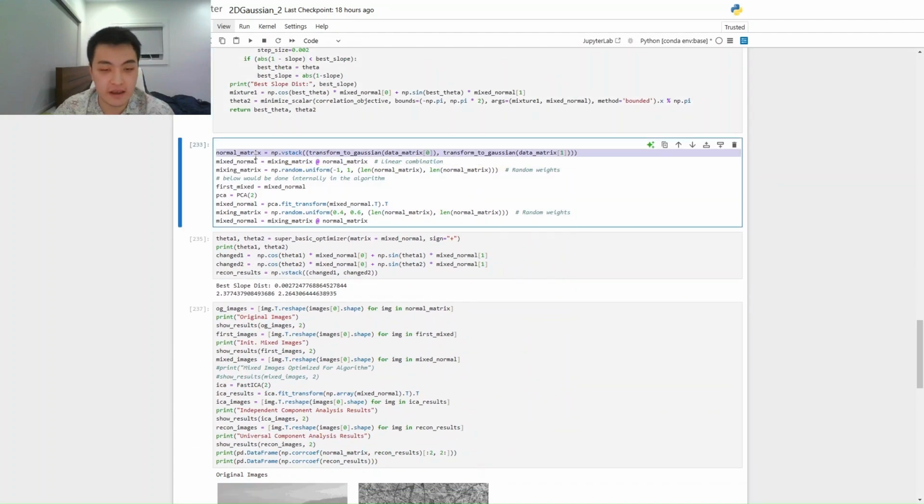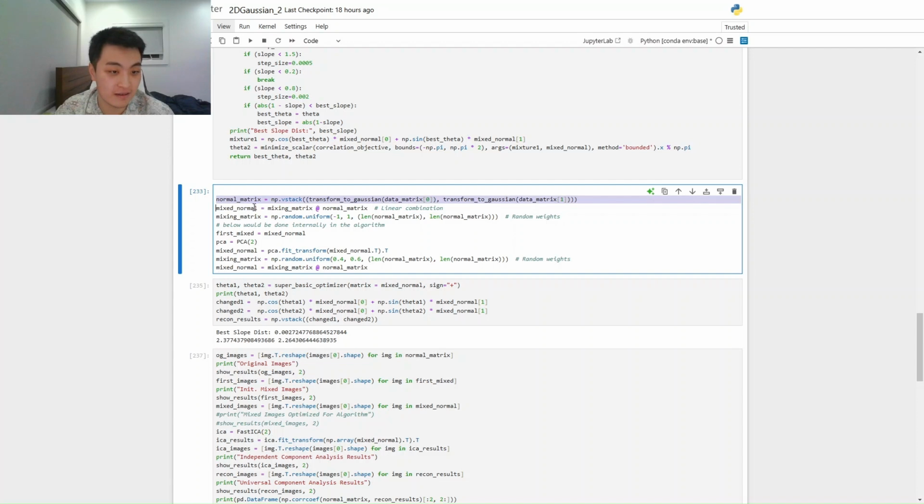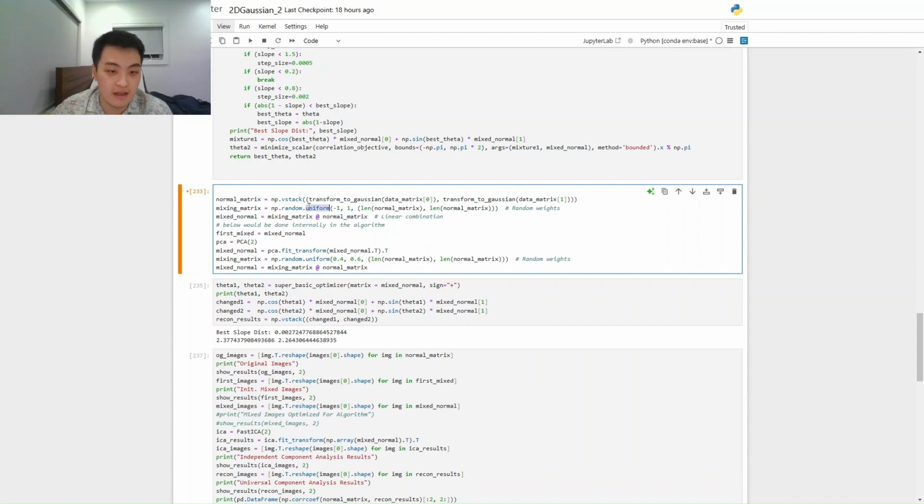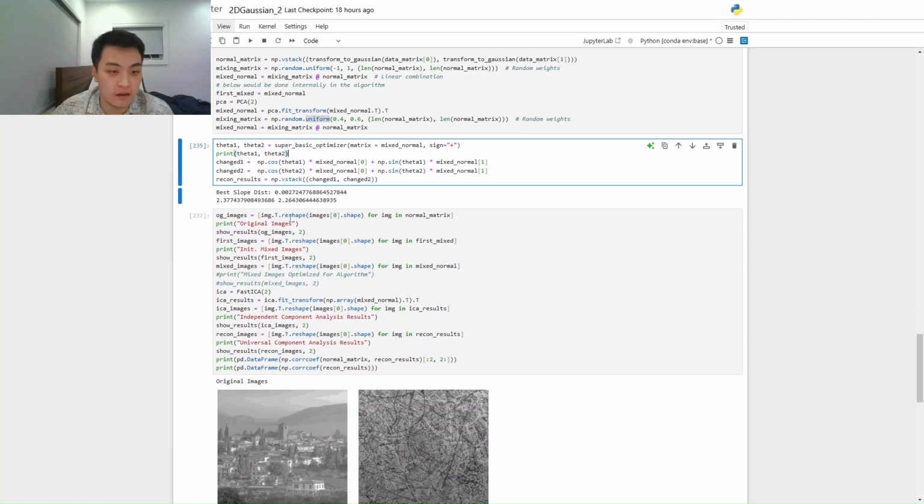I take the Gaussianized data and put it into a matrix. I mix them up using a uniform random matrix, and then I process it by taking the PCA, and then I remix it in order to give that very steep contrasting mapping that I talked about in my presentation. So let's run this.